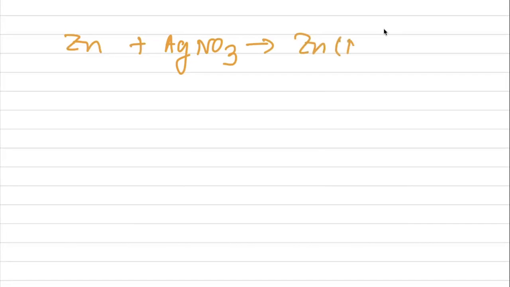Let's start. So first homework, what I have given, I think this is this one. Just a second. So first, what I have given, that is zinc plus AgNO3. It forms zinc NO3 whole twice plus Ag. This one. So let's see balancing, how you have to do the balancing.